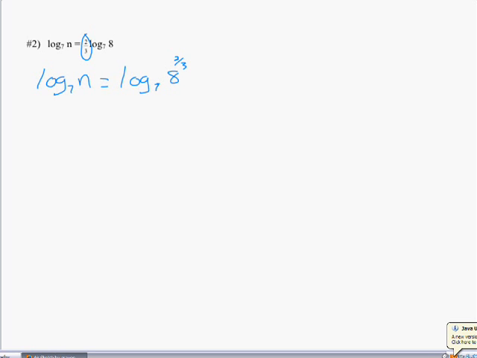Now we have one log on each side. They have the same base. There's no coefficients. We can just simply say that the argument on the left is equal to the argument on the right.